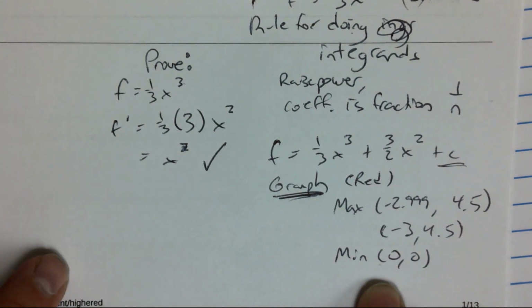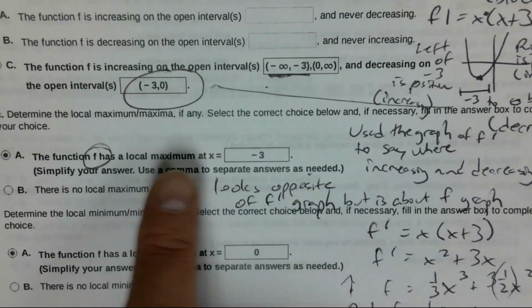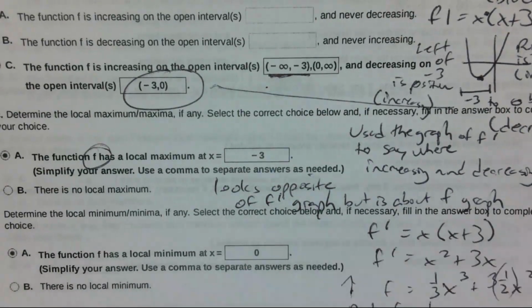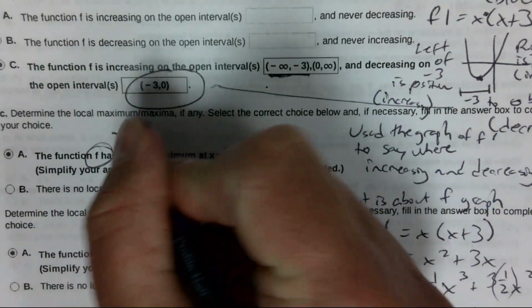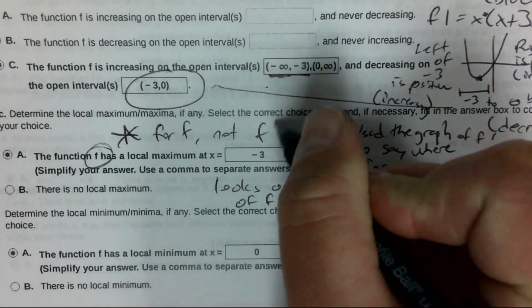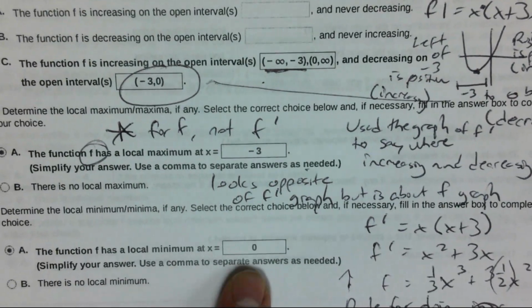So when you get to these problems, and that matches what we wanted. We said maximum at negative 3 and minimum at 0. So when you get to these problems, these are for f, not f prime. So be careful with that. Okay.